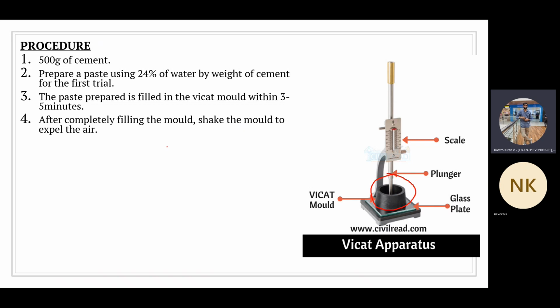Now, after completely filling the Vicat mold, you are going to make the surface flat. How? You are going to shake the mold. In the process of shaking, the mold should be on the surface of the glass plate only. You are just going to take the glass plate and move it. That's it. Nothing much you are going to do. When you do this kind of shaking, it expels any air that is available in the cement paste that you have prepared.